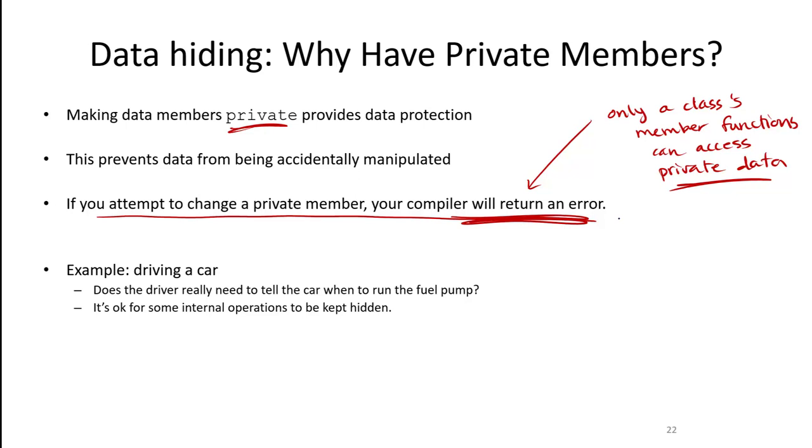And if you think about it, this makes sense. If we go back to that car driving example, the driver of the car doesn't really need to tell the car when to run the fuel pump. So sometimes it's okay for internal operations to be kept hidden. The last thing you want is your user to go in and mess something up without you knowing.